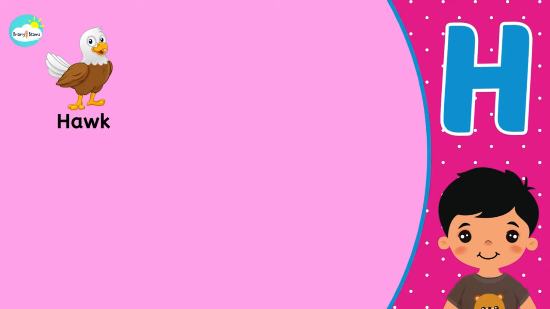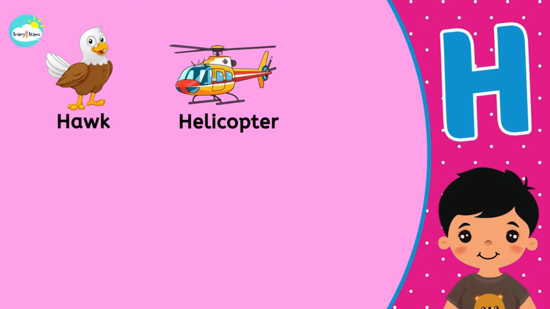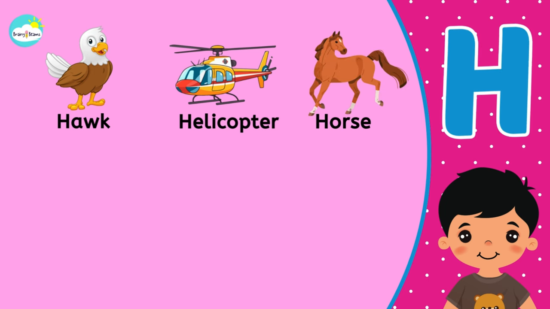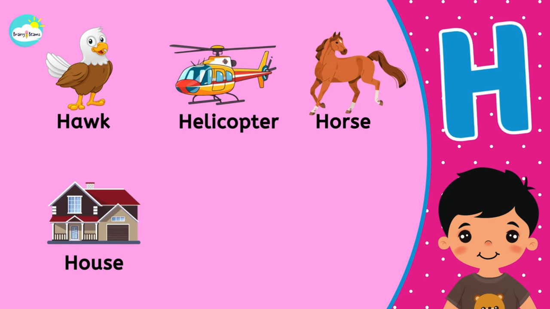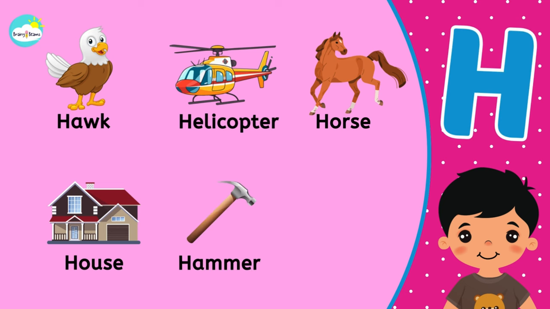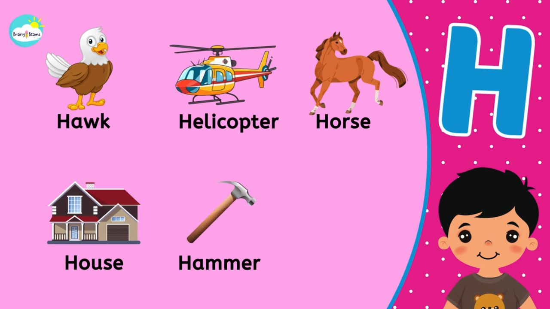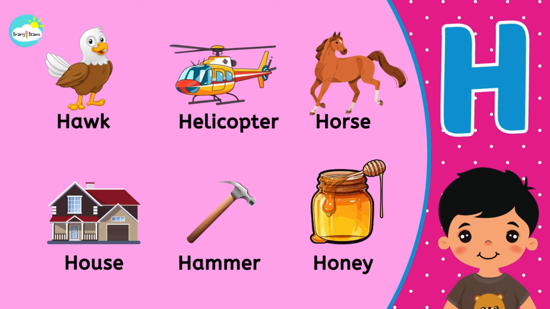H. H is for hawk. H is for helicopter. H is for horse. H is for house. H is for hammer. H is for honey.